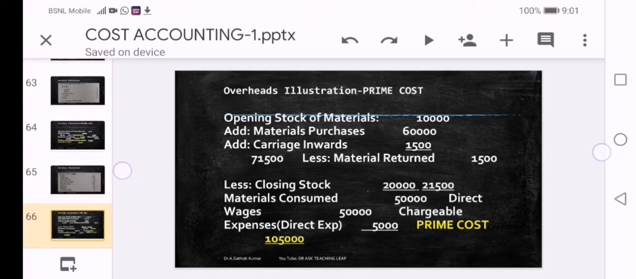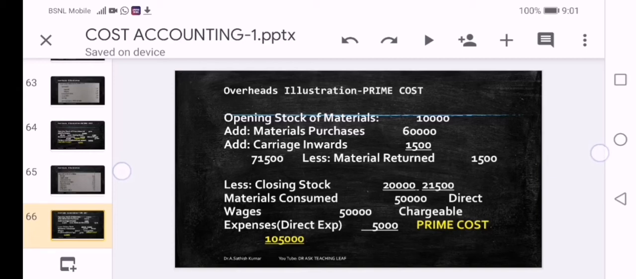Now you know very well, for this material you have to add two more to get the prime cost. What are the two items? One is direct wages, the other one is direct expenses. In the problem both are given. Direct wages are 50,000, add it.